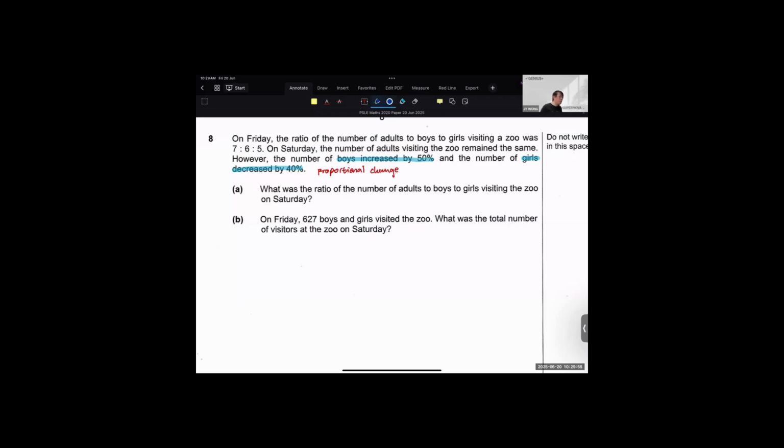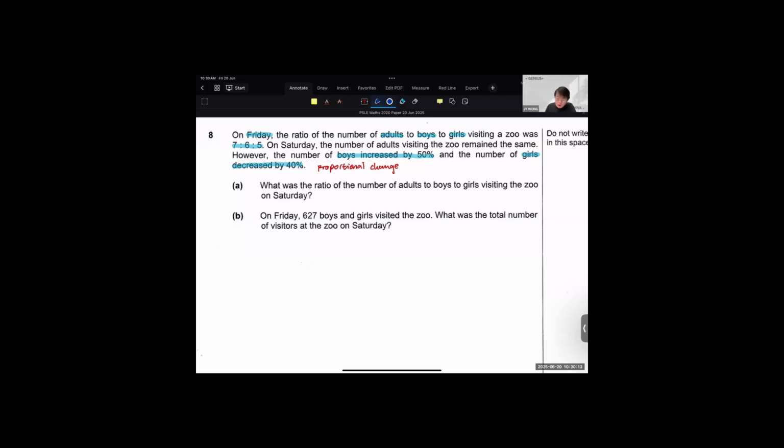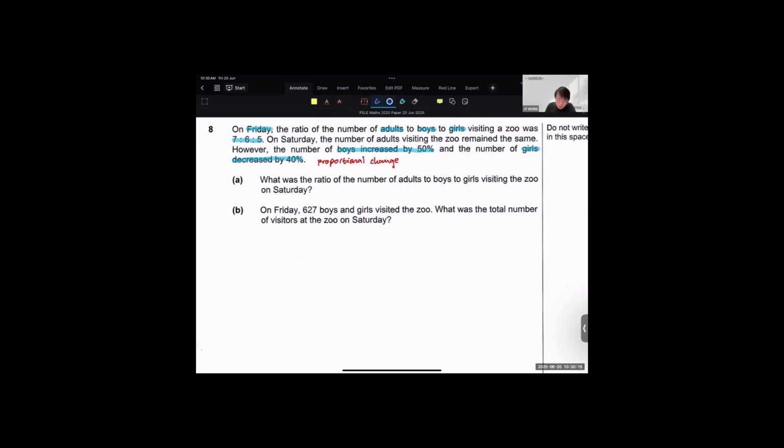Okay, so this is the idea of proportional change. We are given the ratio before, on Friday, correct? The ratio, please read adults to boys to girls. Even myself included, sometimes I have a habit of mixing up the ratio in the wrong sequence when I read the question. So always make sure you read that part carefully, because if that part is wrong, then your entire question is wrong. It's a terrible thing to do, because you misread the question.